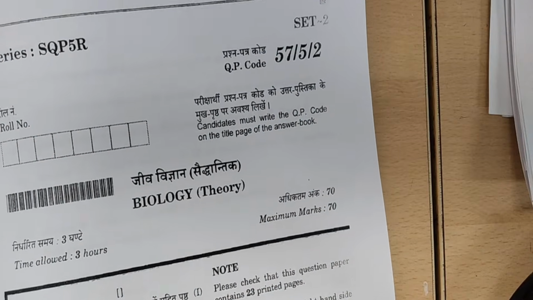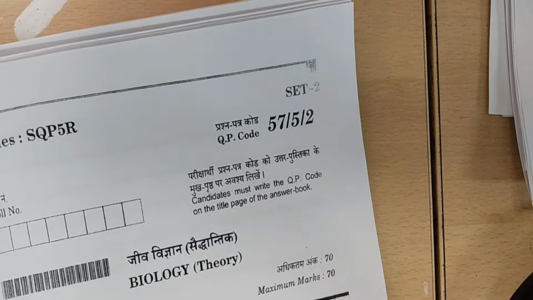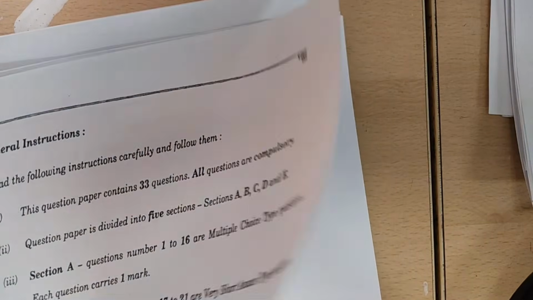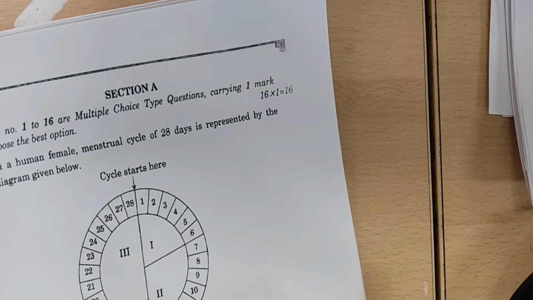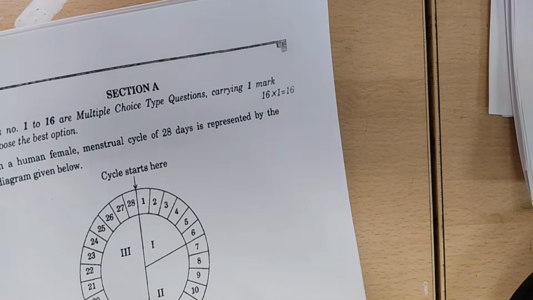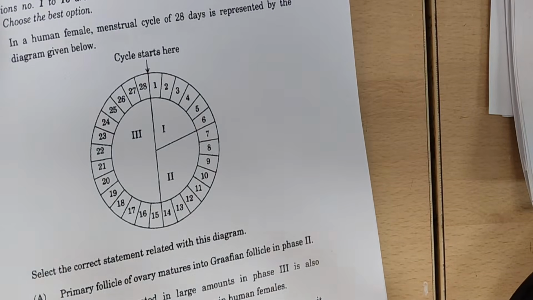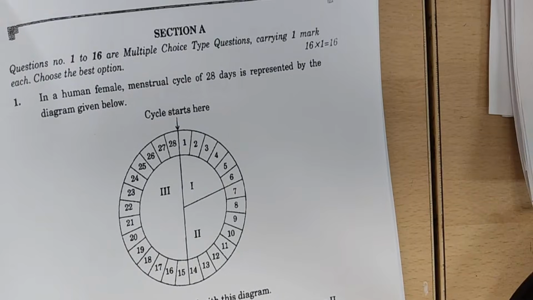So we are having the second set, cbseboardonline.com. Okay, 57/5/2. Some of the students are asking about the second set. So this is the same question which is there in the first set also. So D is the right answer in this question, both A and B. The paper was moderate, not easy, not difficult. One student was asking whether the paper is moderate or easy. So the paper is moderate.